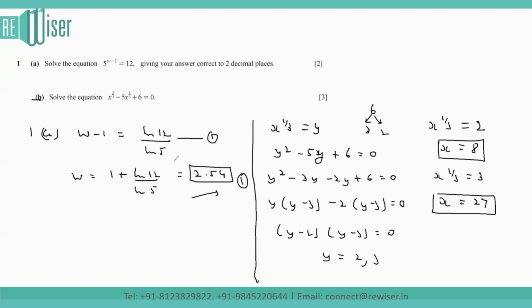Now moving on to the second part of the question, if the substitution is correct and you are getting this equation correctly, you get 1 mark. If you solve the equation correctly to get the two values that we got here, you get another 1 mark, and the final 1 mark for writing both the answers correct. So this is how you get in total the 3 marks for the B part of the question.